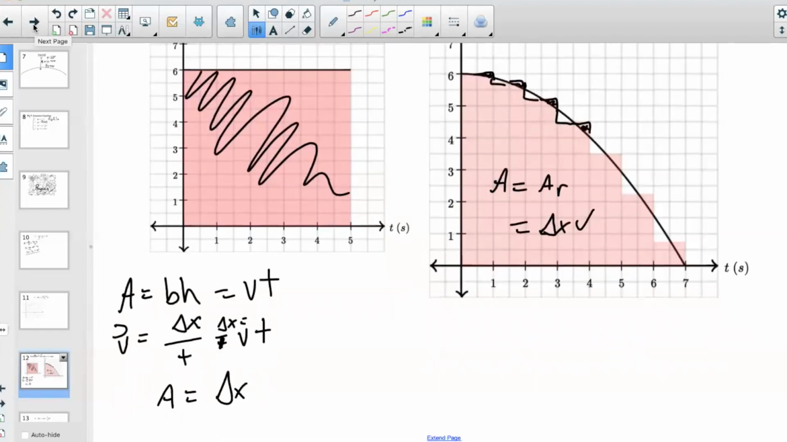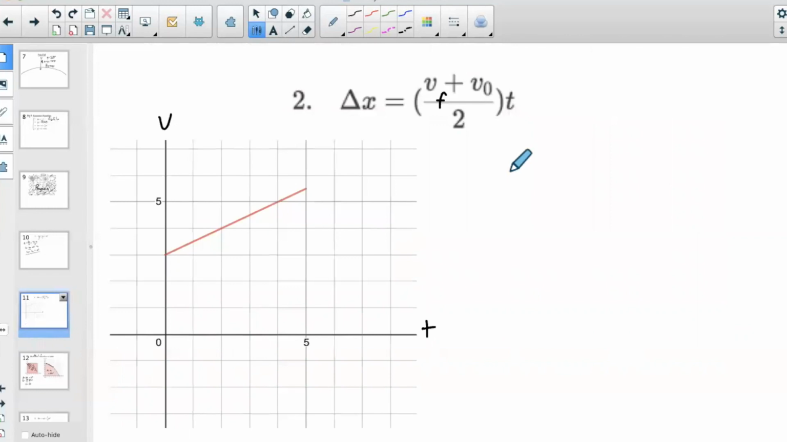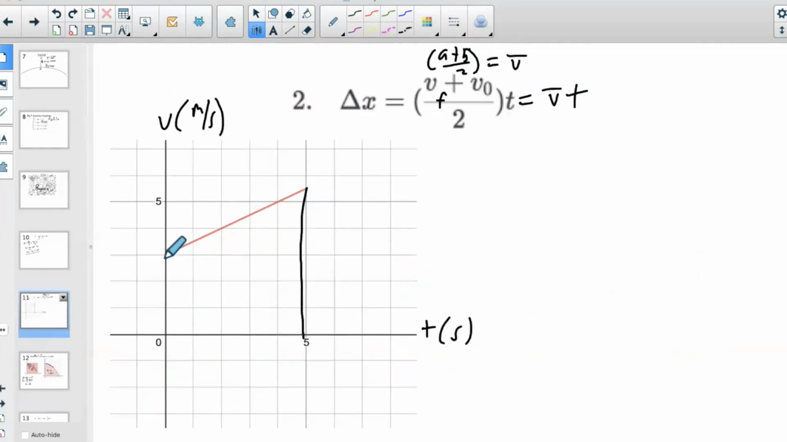But let's go on to figure out why this one works. Coming back here, this (Vf plus V naught) over 2 is just like your formula for an average, (a plus b) over 2. So we call this V bar. Bar just means average. So you might see this in other places as V bar t. So let's take a look at this graph. Again, it's velocity versus time. So let's sketch out the area. So let's draw this and this.